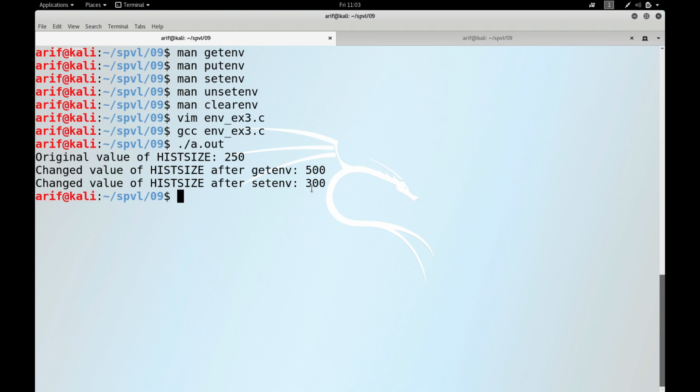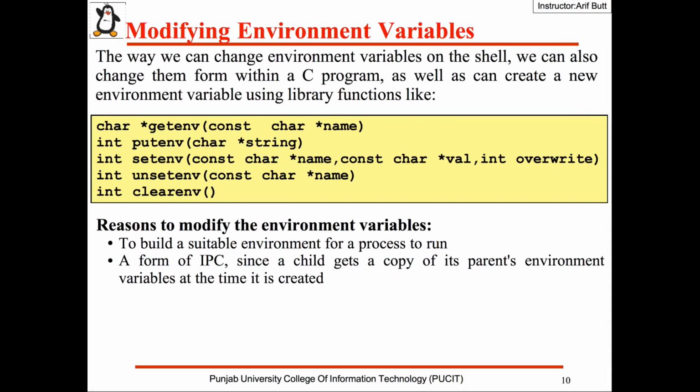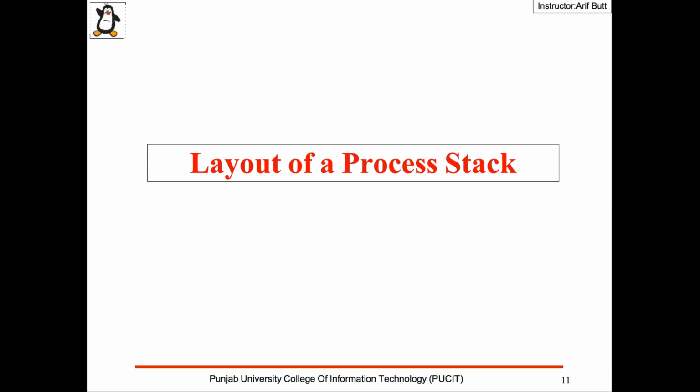Okay, let us move back to this, and now we are going to talk about the process stack. We have a fair idea about the command line arguments as well as environment variables, and we know how they are passed to the process. Let's discuss the layout of the stack and how it grows and shrinks as functions are called and return.